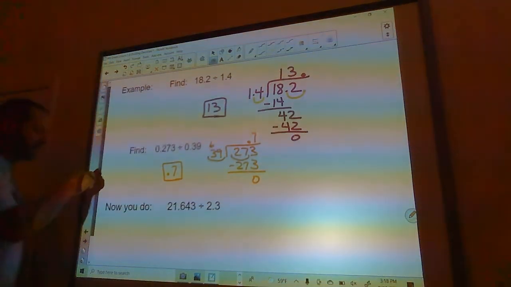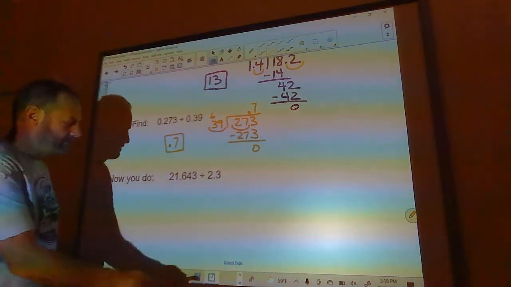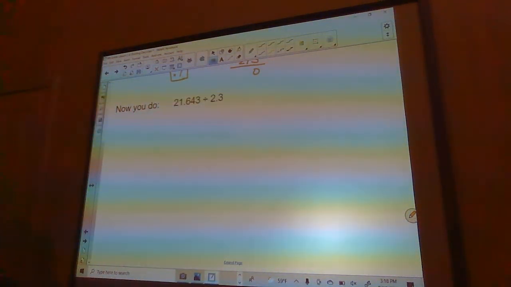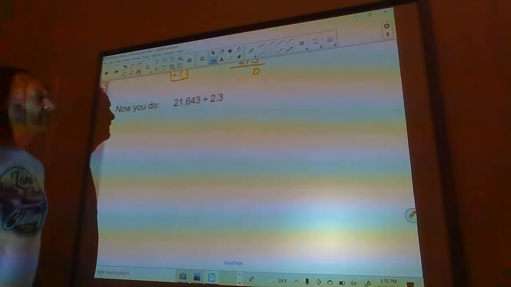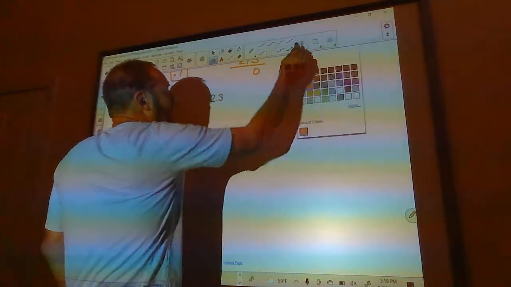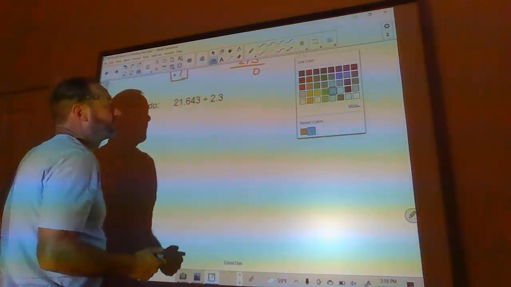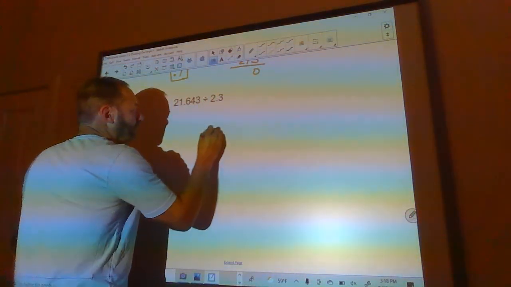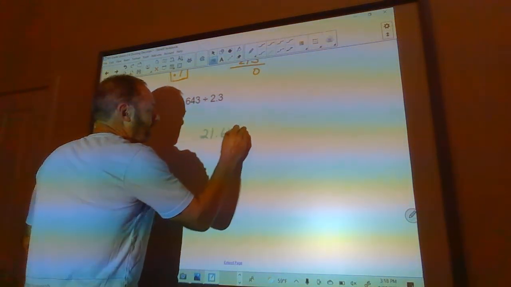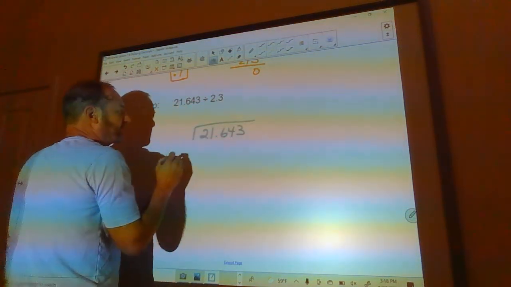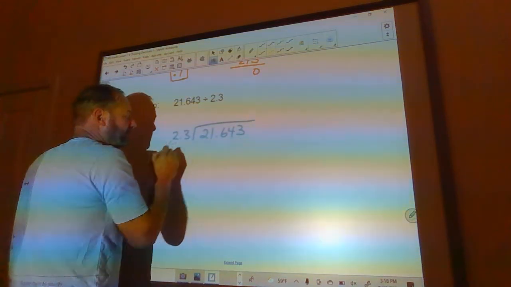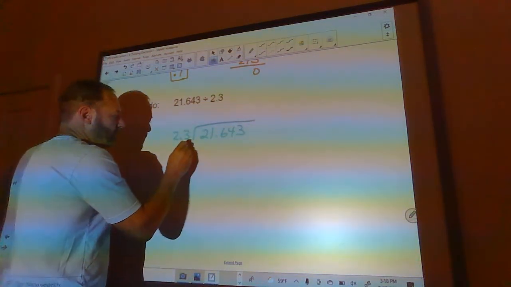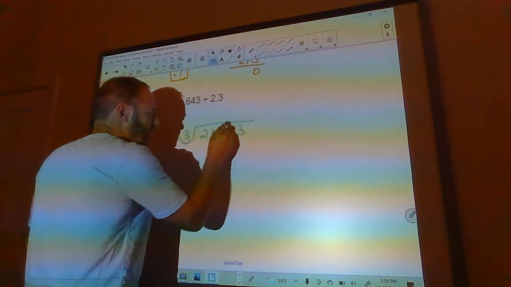Okay, so you're going to get to pause the video right now and do this problem, 21.643 divided by 2.3. I'll give you a minute to do that, then jump back on here and see how you did. Okay, we're going to take 21.643, divide that by 2.3. So you should have moved the decimal 1 place and moved it up.